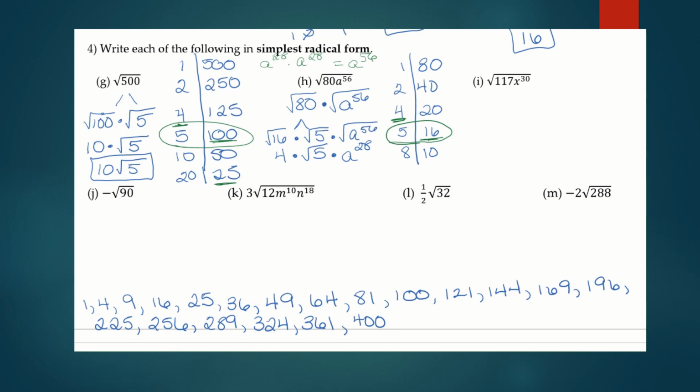All right, so going back to our problem here, let's combine everything on the outside of the square root. So 4 times a to the 28th gives us 4a to the 28th power, and then the square root of 5 gets tacked on at the end. Okay? All right, I'm not going to make factor trees anymore.